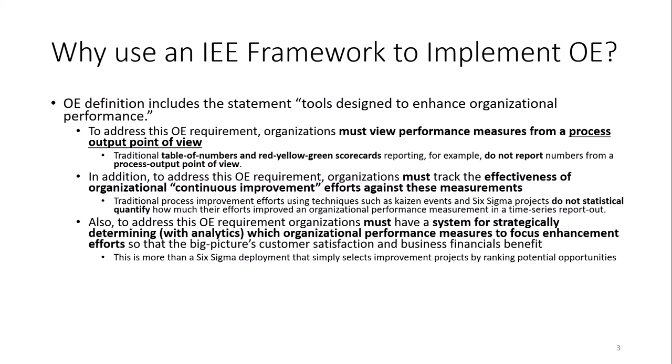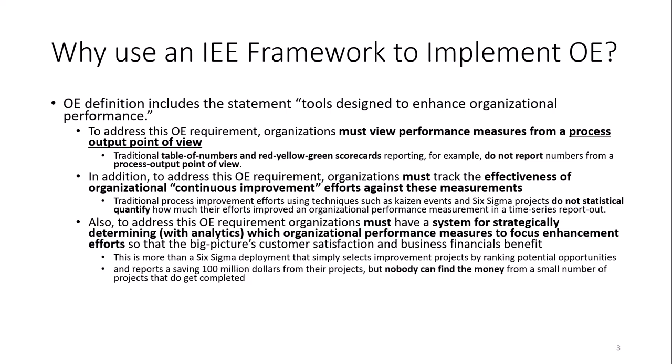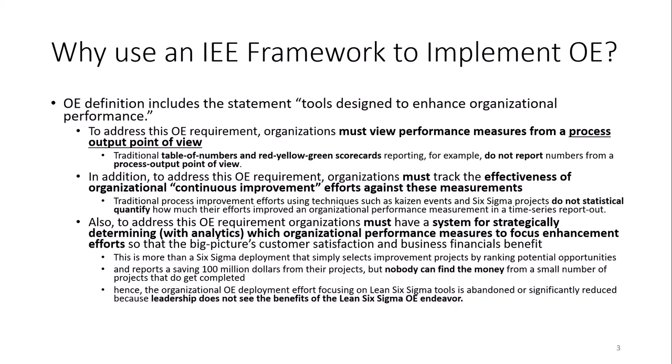This is more than a Six Sigma deployment that simply selects improvement projects by ranking potential opportunities and reports a savings of $100 million from their projects, but nobody can find the money from the smaller number of projects that do get completed. Hence, the organizational OE deployment focusing on Lean Six Sigma tools is abandoned or significantly reduced because leadership does not see the benefits of the Lean Six Sigma OE endeavor.